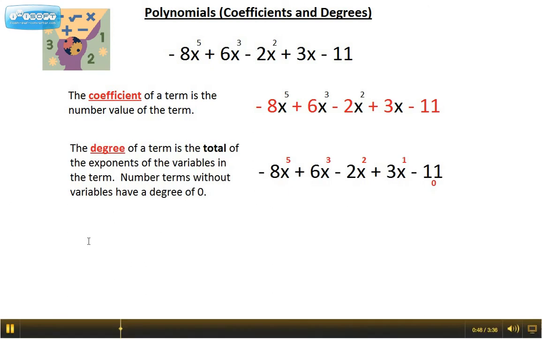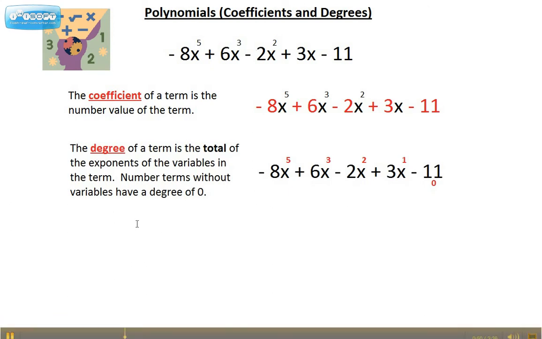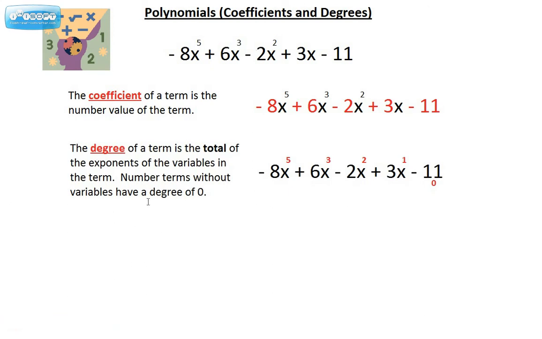The degree of a term is the total of the exponents of the variables in the term. Number terms without variables have a degree of 0. So in our polynomial, our first term has a degree of 5, then the next term 3, then 2. Here our x has an understood exponent of 1, so this term has an understood 1 or degree of 1.